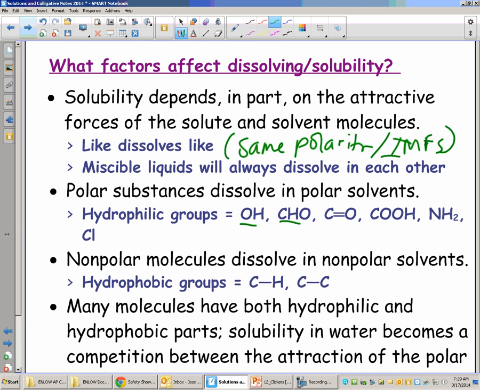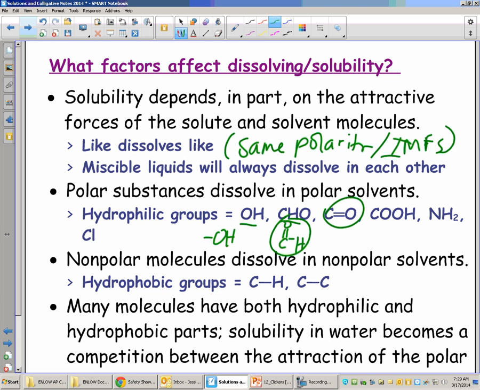What's this group right here look like? So this is an OH group, a hydroxyl group. What's this one look like? C, double bonded O, H. What's the name of that? It's actually, that's an aldehyde. It's called a carboxyl group.